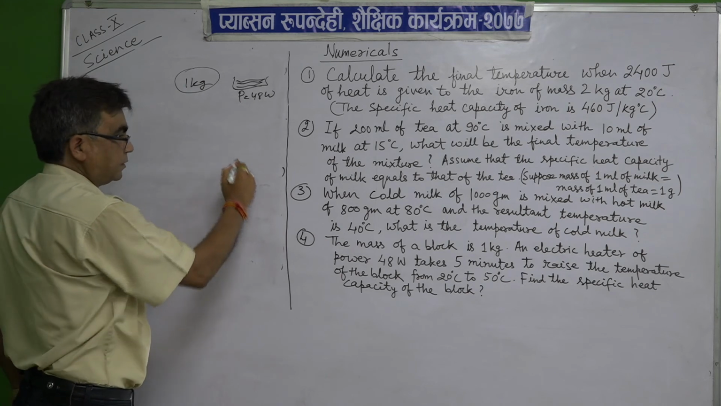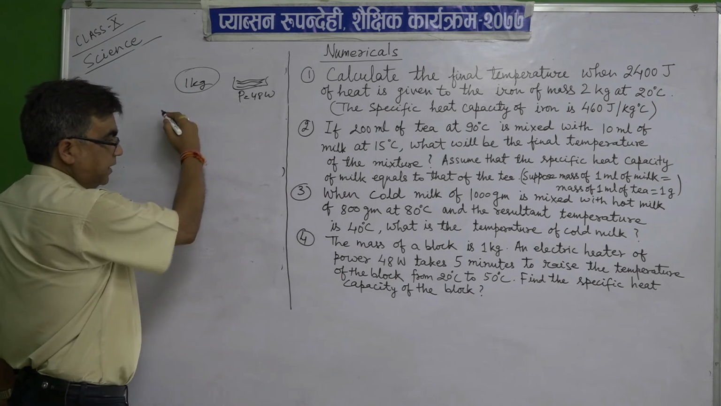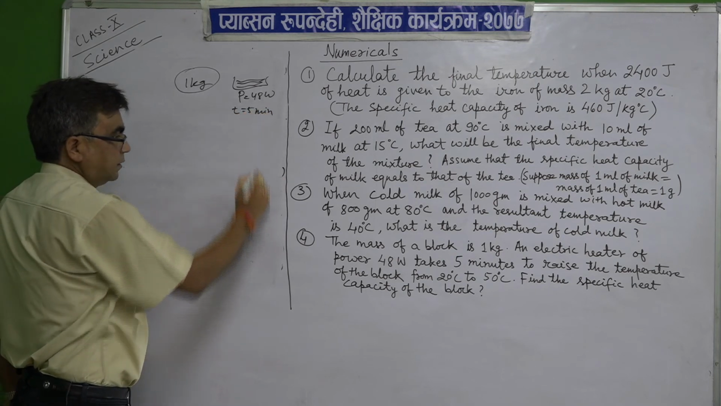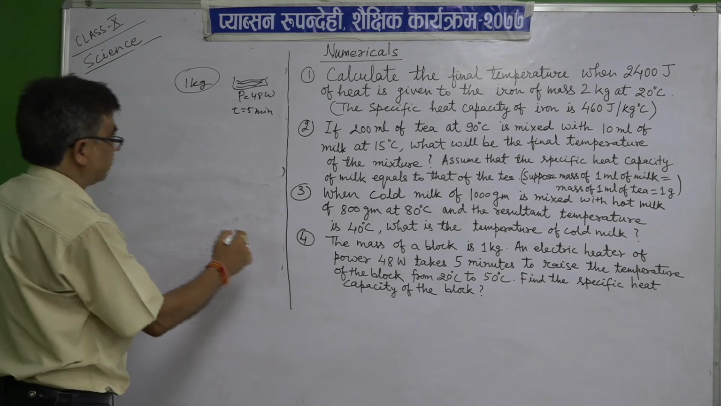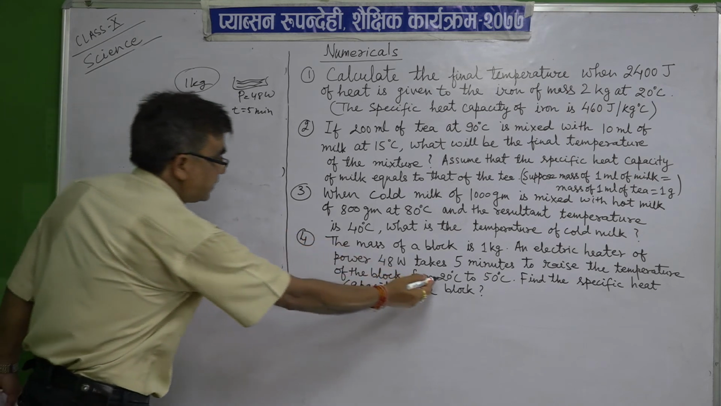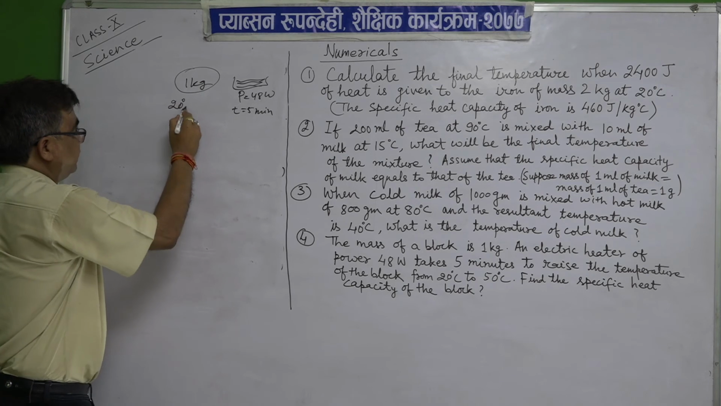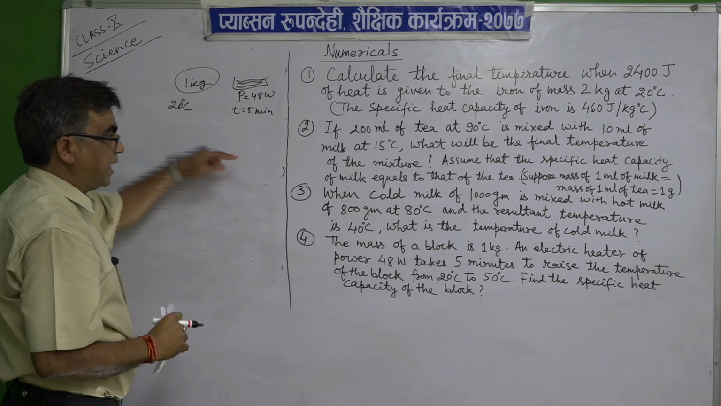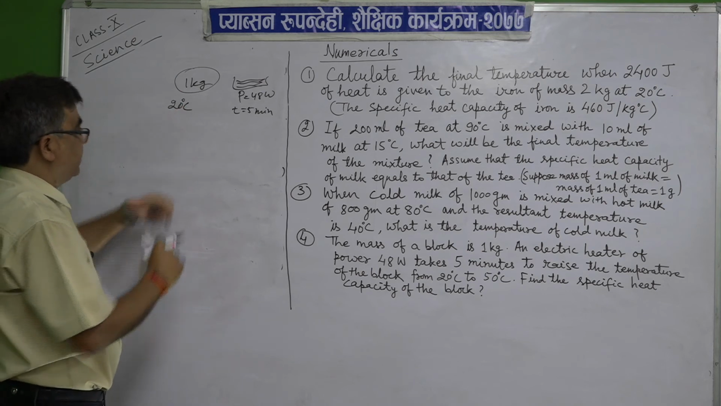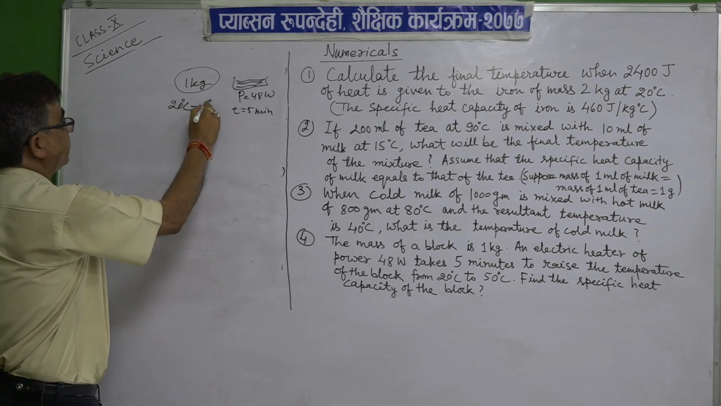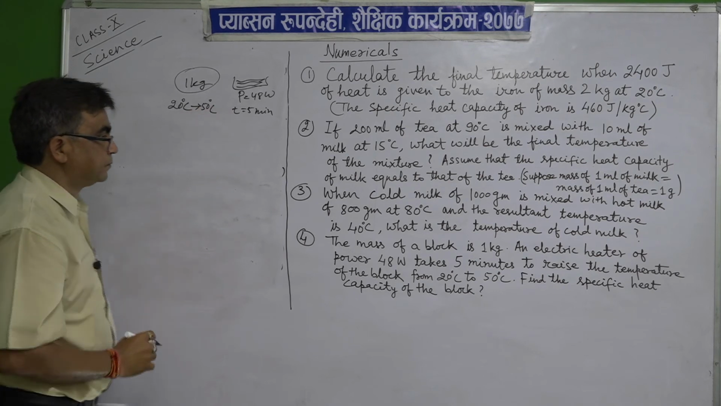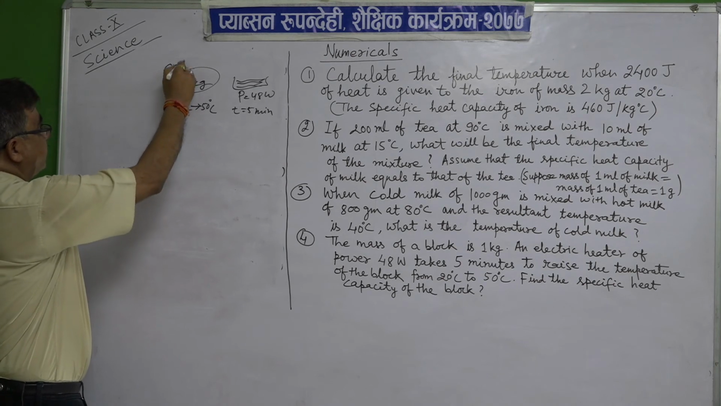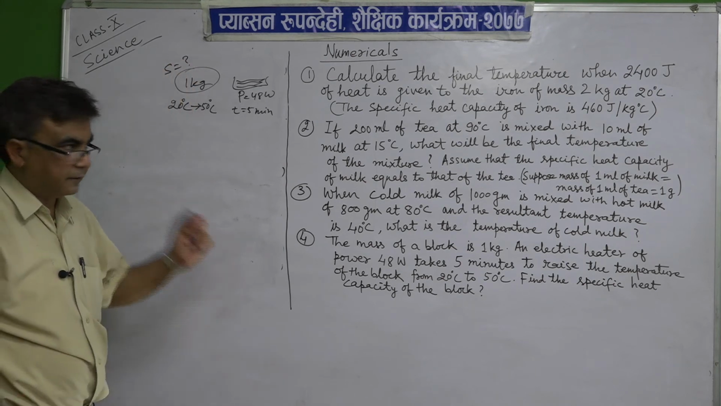It supplies heat to this block for 5 minutes. Time is 5 minutes. To raise the temperature of the block from, initially it was at 20 degrees centigrade. When the heater supplies heat, definitely its temperature will rise and it becomes now 50 degrees centigrade. Clear? Find the specific heat capacity of the block. You have to find out the specific heat capacity of this block. Try to understand.